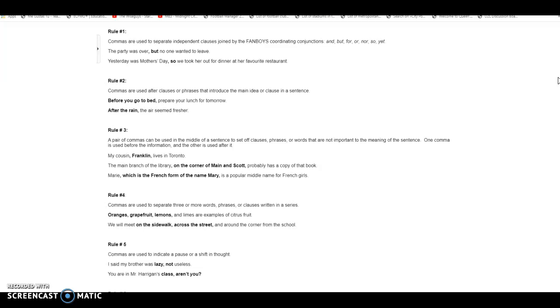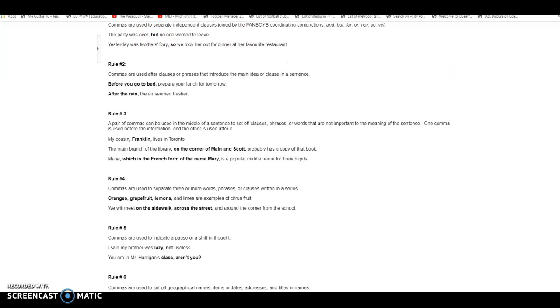Rule number 1 is going to talk about commas between separate independent clauses. If you use one of the fanboys in between 2 complete sentences, you need a comma before it. So, the party was over, but no one wanted to leave. 2 complete sentences. We have a but in between, so we must have a comma.